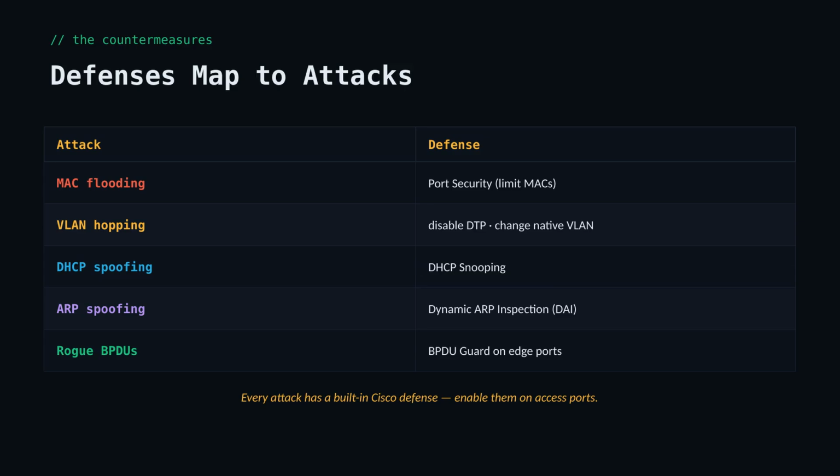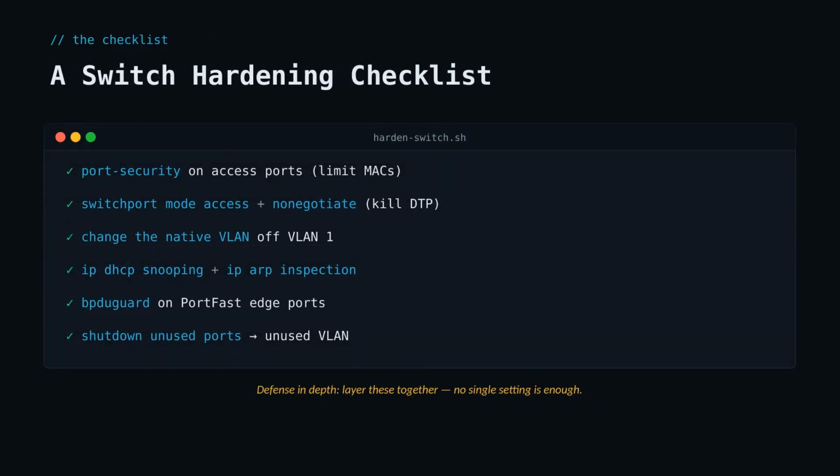Here's the good news. For every one of those attacks, Cisco ships a built-in countermeasure. Port security caps the max MACs allowed on a port, shutting down flooding. Disabling DTP and changing the native VLAN closes the door on hopping. DHCP snooping filters out rogue servers. Dynamic ARP inspection validates every ARP reply against that snooping table. And BPDU guard kills any edge port that suddenly starts speaking spanning tree. The pattern flips. Each default convenience now has a default defense waiting for you to turn it on at the access layer. So let's turn those defenses into a working checklist.